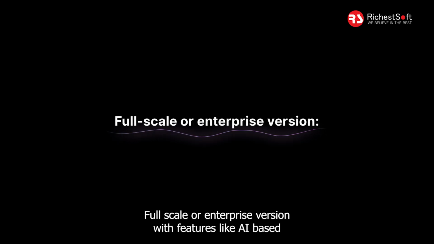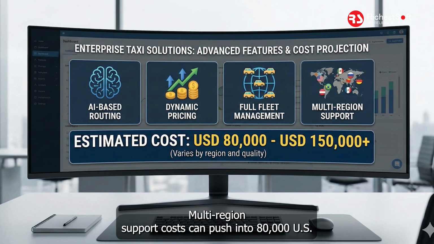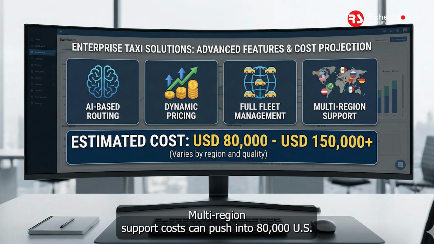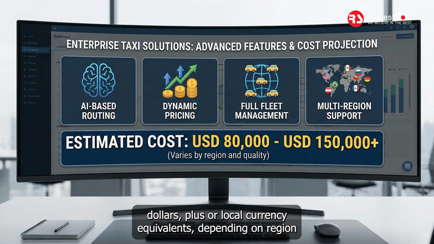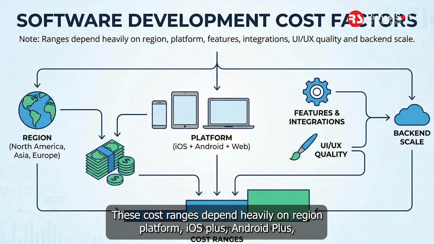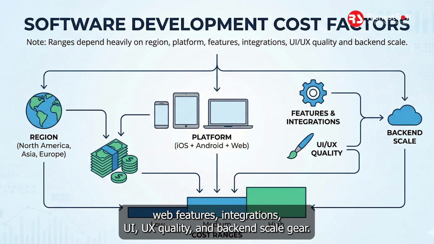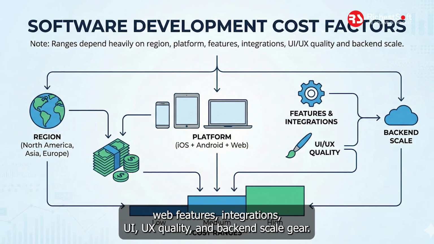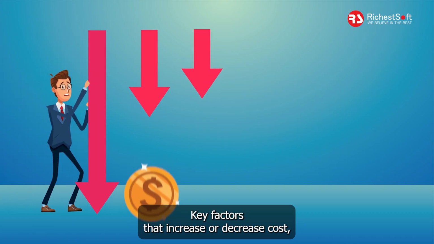Full-scale or enterprise version, with features like AI-based routing, dynamic pricing, full fleet management, multi-region support, costs can push into $80,000 to $150,000 plus, or local currency equivalents, depending on region and quality. These cost ranges depend heavily on region, platform (iOS plus Android plus web), features, integrations, UI/UX quality, and back-end scale. What drives the cost up or down? Key factors that increase or decrease cost.